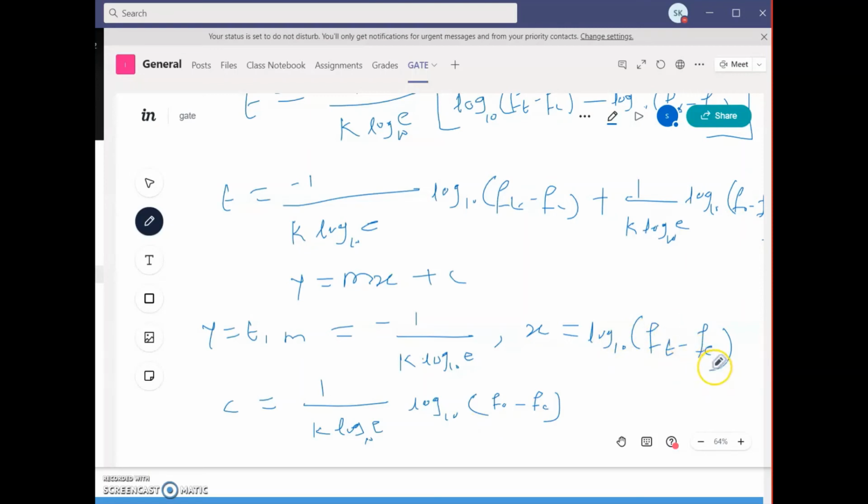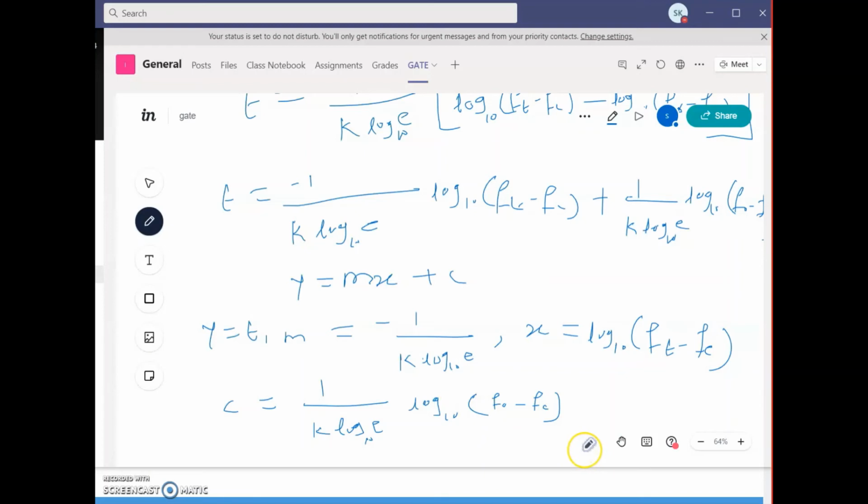Here ft is the infiltration rate at any time t, whereas m is equal to minus 1 by k into log e to the base 10. Can you tell me what m represents? For any straight line equation, m represents the slope. So if you know the value of m, you will be able to find the value of k, and if you know k, you will be able to solve the equation given over here.